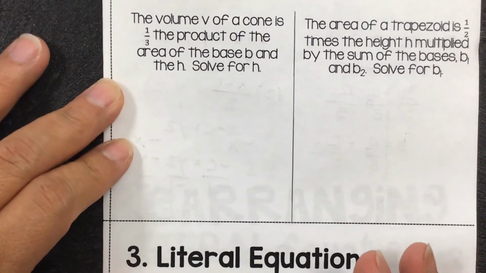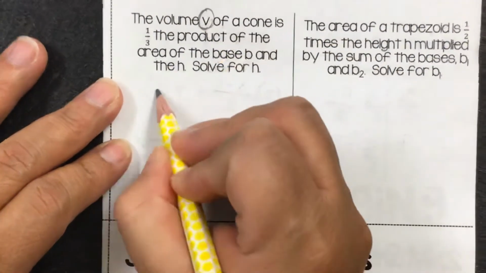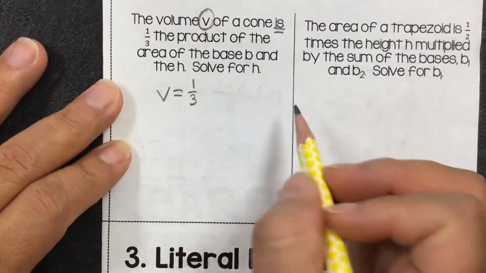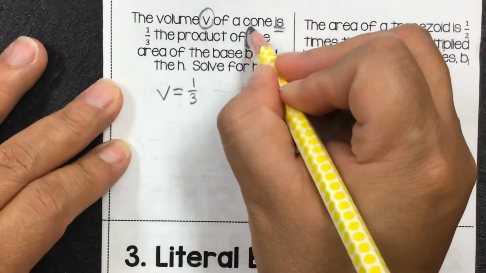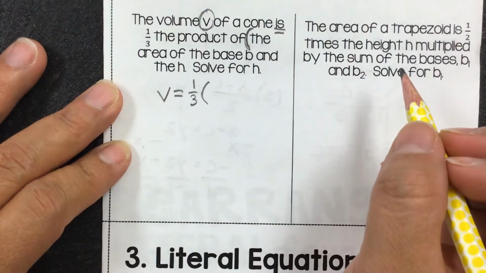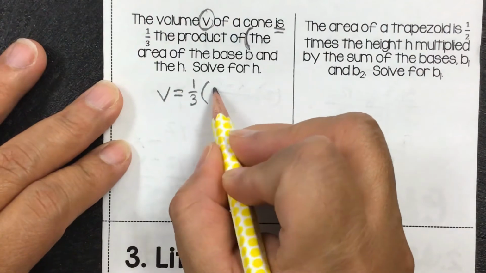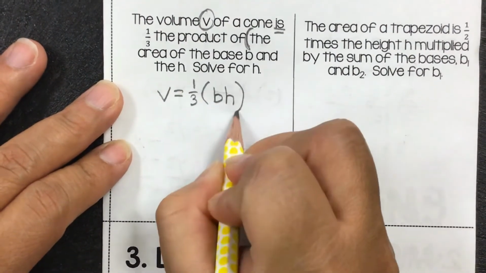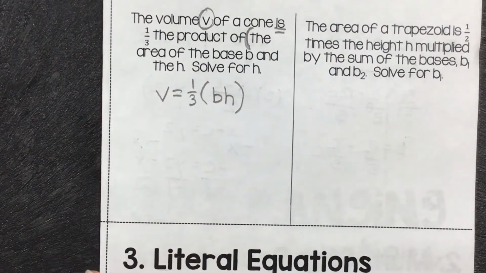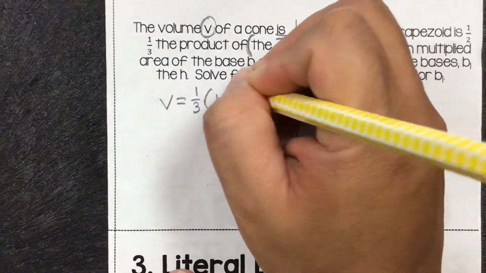So for 3, what we're wanting to do is write the equation and then solve it. The volume, V, equals 1/3 and then the product of, meaning parentheses, the area of the base and the height. So how do we get the area of the base and the height? We multiply those together. Okay, and what they want us to solve for is the H.